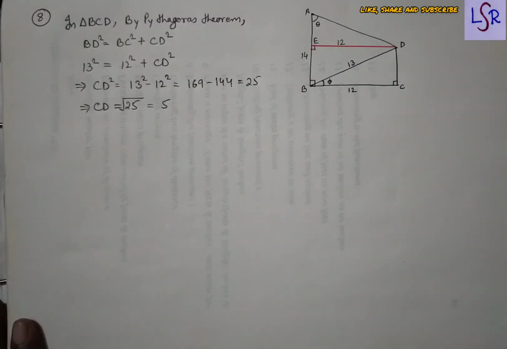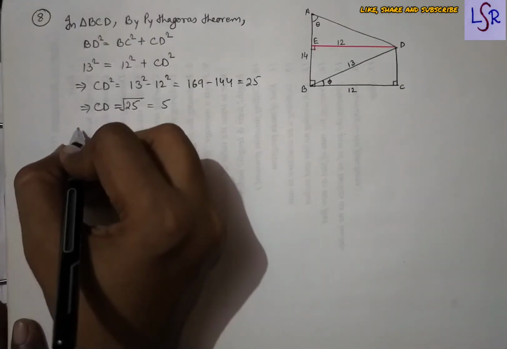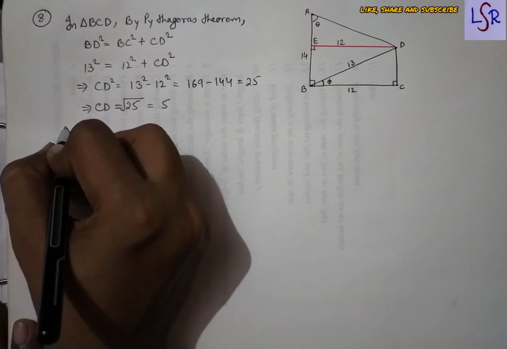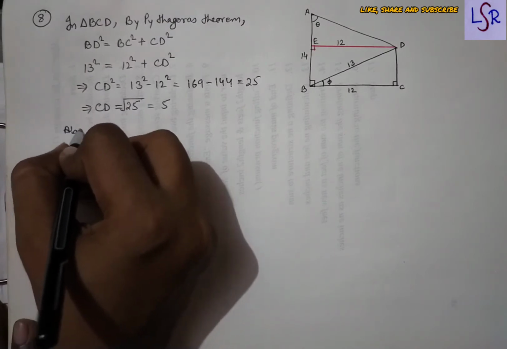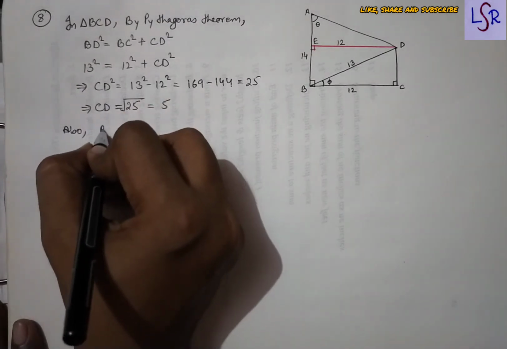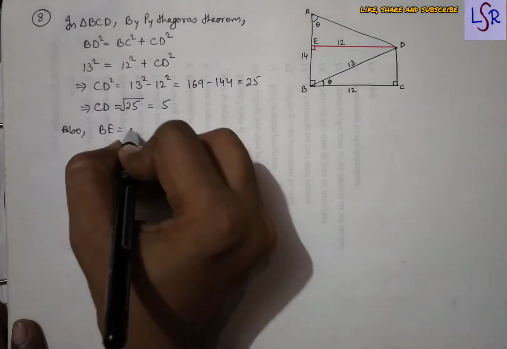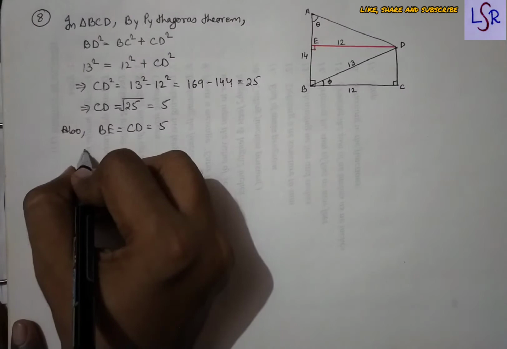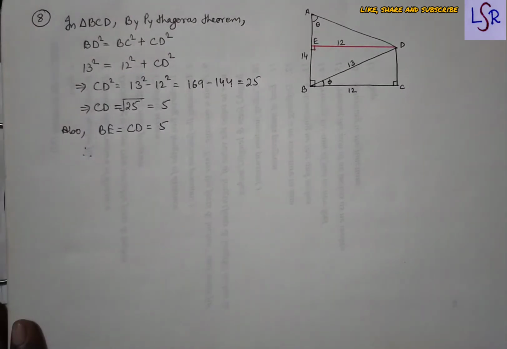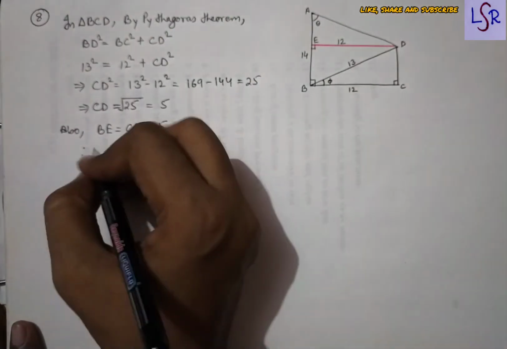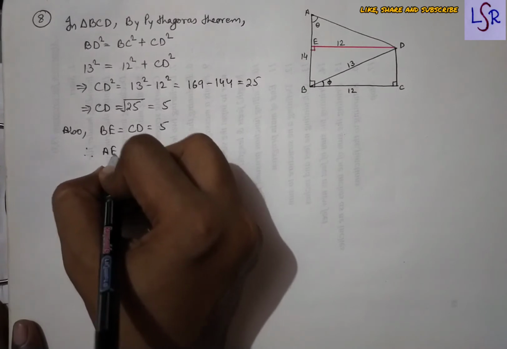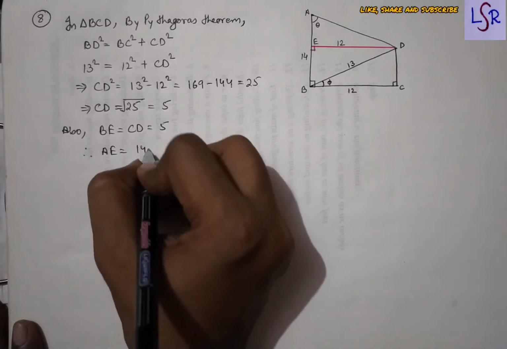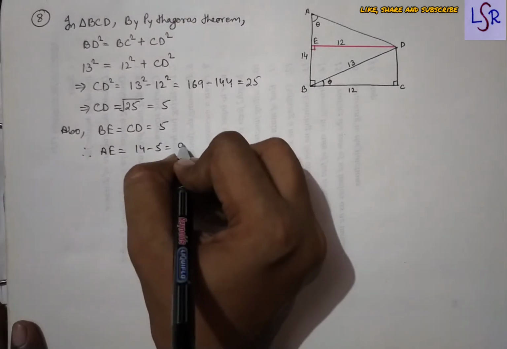Now let's start with this. And with the help of the Pythagoras theorem, we have finally got CD. And now BE will also be equal to 5, and therefore this AE will be equal to 14 minus 5, that is 9.